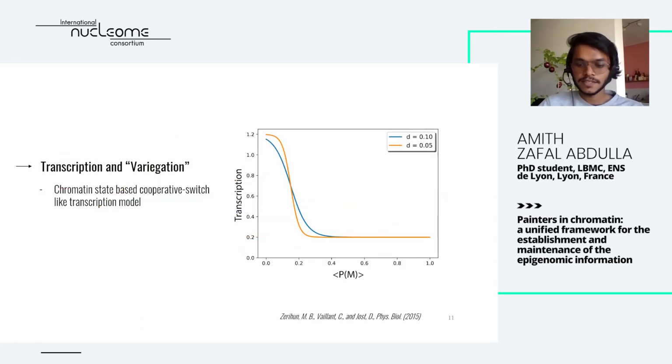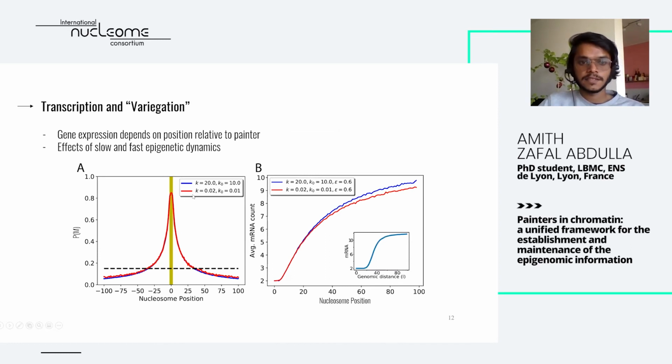So now let's look at how our chromatin state can be translated. For this, we introduce a cooperative switch-based transcription model. Considering modifications as a form of repressive marks, when there are very low repressive marks, the probability to be M, to be modified, is very low, and we have an actively transcribing region. When we have high modifications in our chromatin region, we only have leaky transcription activity. And D is a parameter which controls the steepness of the switch.